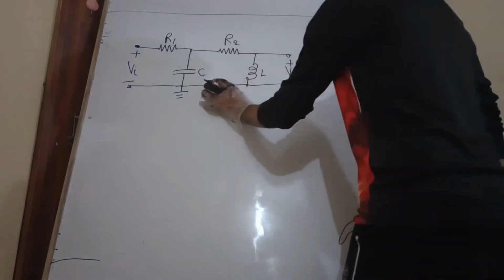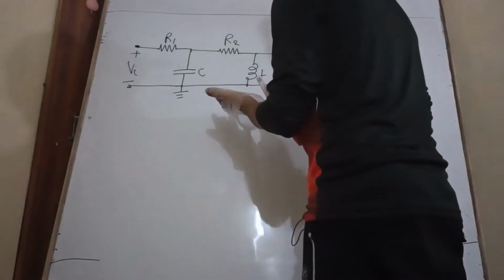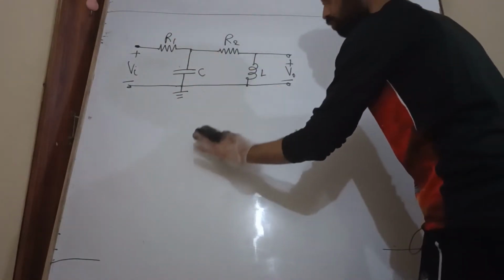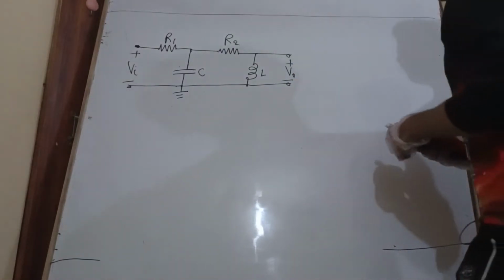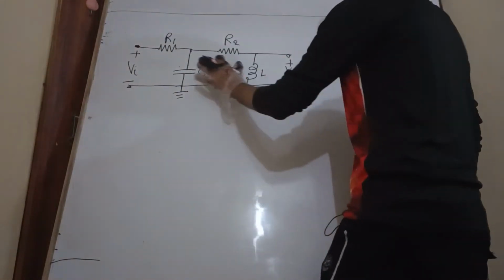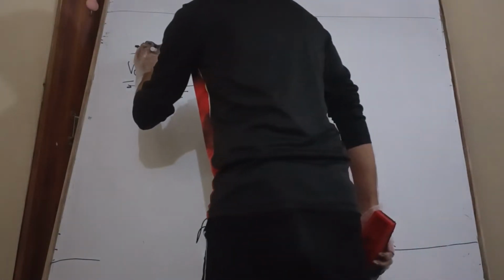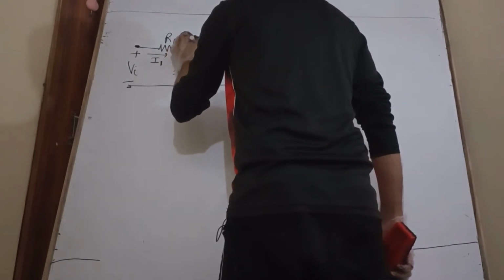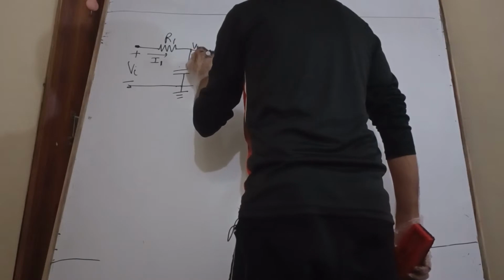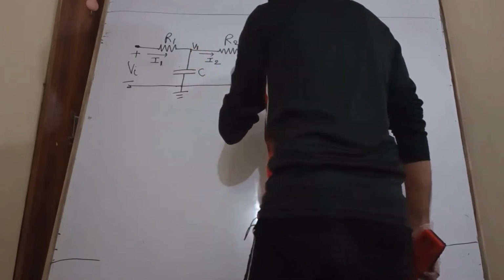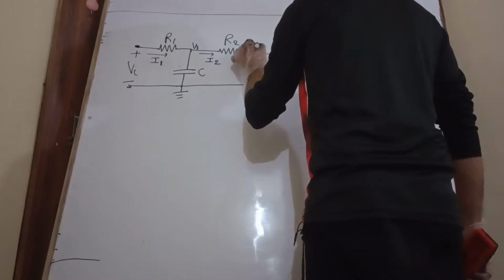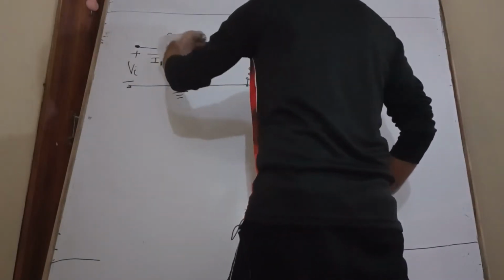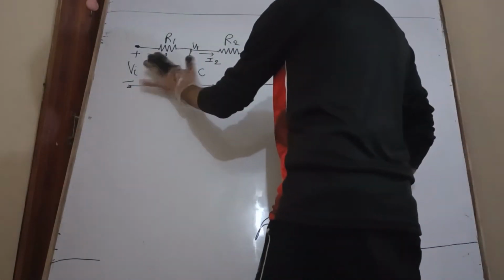Now the question is how to represent this network through a signal flow graph and block diagram. First of all, we have to mention the current and voltage. Let's say this is my current I1, and this is my voltage V1, then current I2, and this is my voltage V0. So you have to represent the currents and voltages alternately like this.